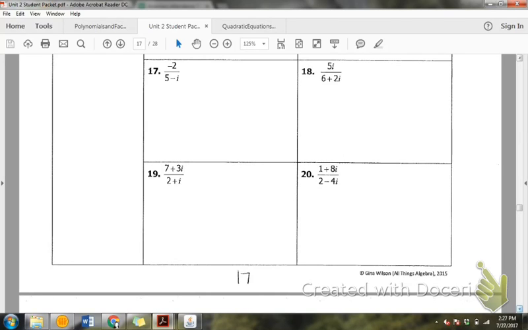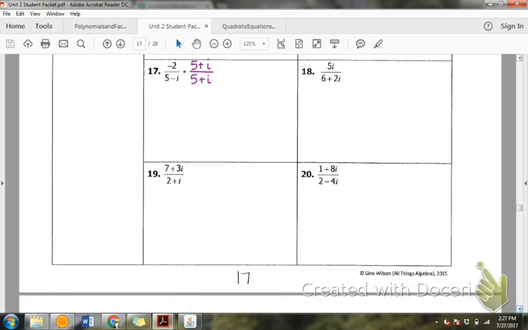So I'm going to multiply the top and bottom by the conjugate. What's the conjugate of 5 minus i? 5 plus i. Thank you, Crystal. So I'm going to multiply by 5 plus i on the bottom and 5 plus i on the top. Why am I allowed to do that? Because (5 plus i) over (5 plus i) is just the number 1.